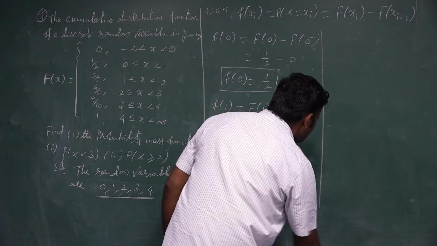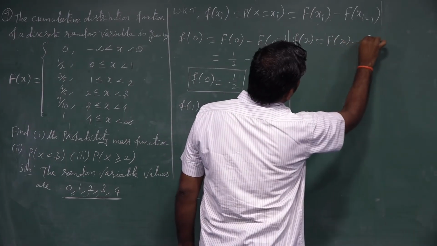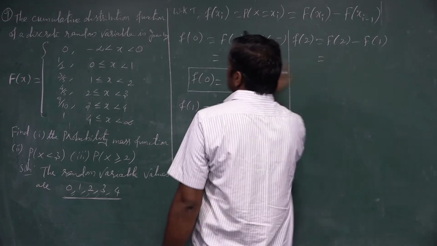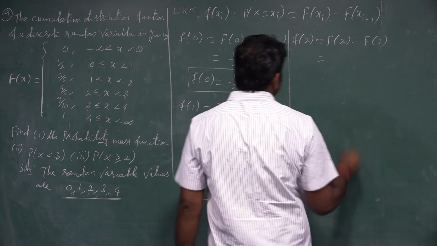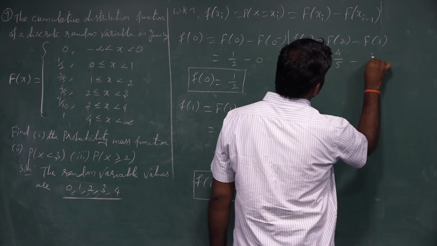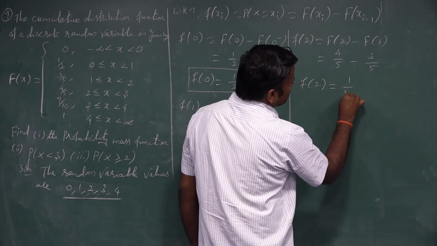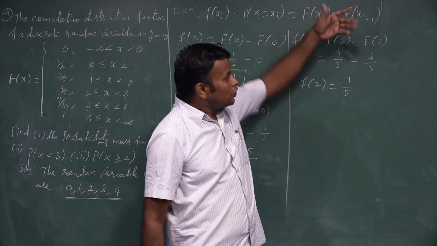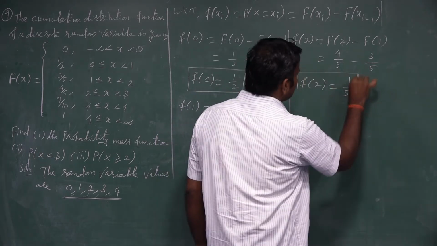Next, to find f of 2. The formula is capital F of 2 minus capital F of 1. When x is 2, the function value is defined as 4 by 5, minus F of 1, which is 3 by 5. So f of 2 is 1 by 5. 5 is common, the whole divided by 5. The numerator is 4 minus 3, which is 1. So 1 by 5.